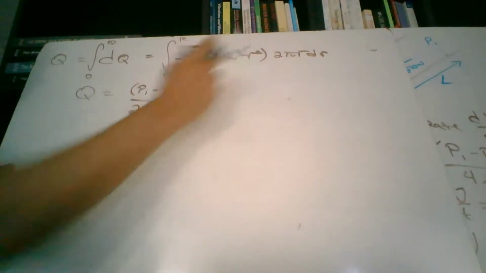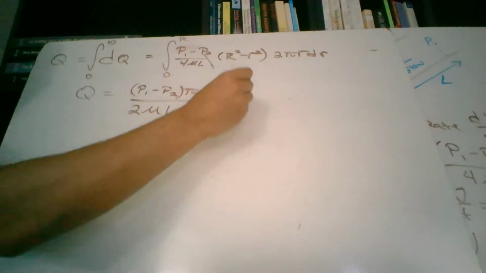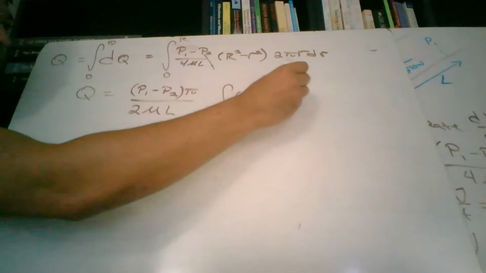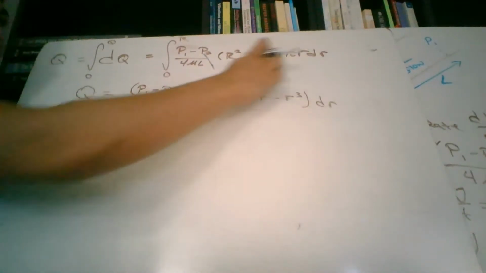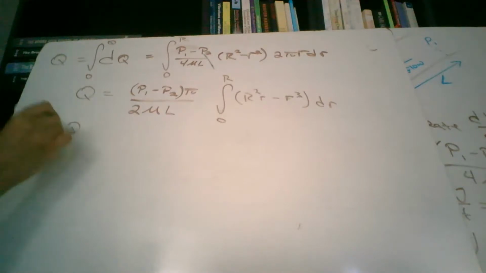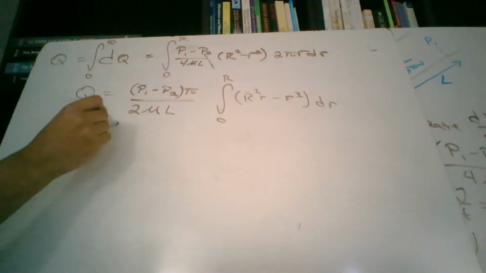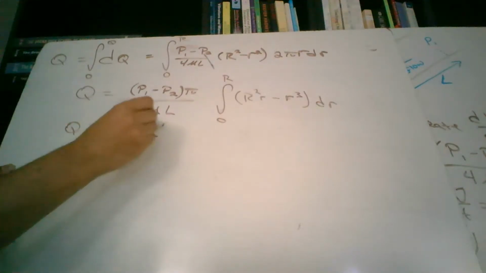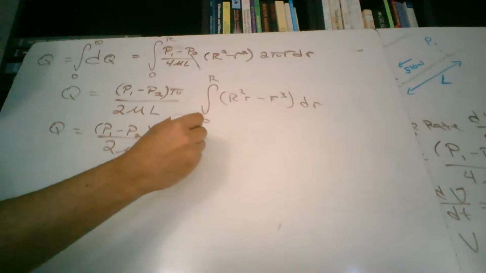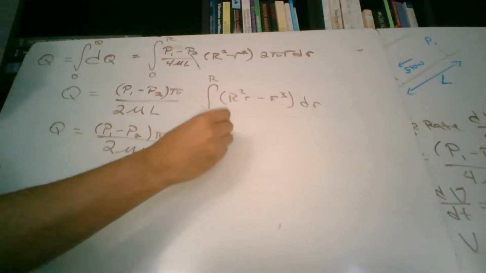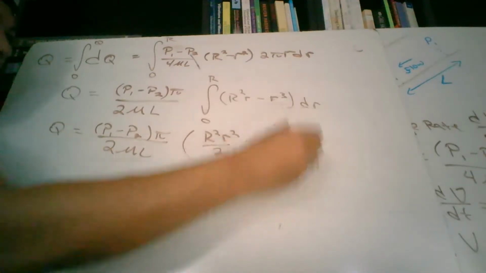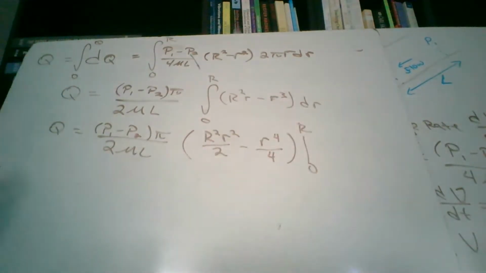And I'm left with an r and this term right here, which I will distribute as big R squared times little r minus little r cubed dr. So I just distributed this r into here and here, and I took everything else out. And we're evaluating this from 0 to big R. So we get that Q is equal to pressure times 2 pi over 2 mu L, and this term becomes big R squared times little r squared divided by 2 minus little r to the 4th divided by 4, evaluated from 0 to big R. I believe I did that correctly.